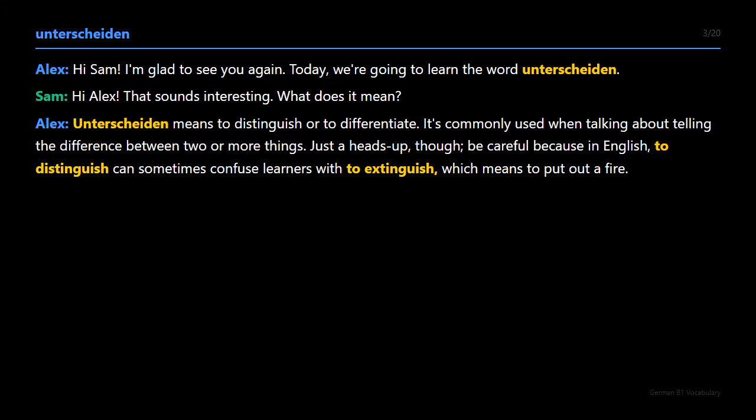means to distinguish or to differentiate. It's commonly used when talking about telling the difference between two or more things. Just a heads up, though, be careful because in English, to distinguish can sometimes confuse learners with to extinguish, which means to put out a fire.